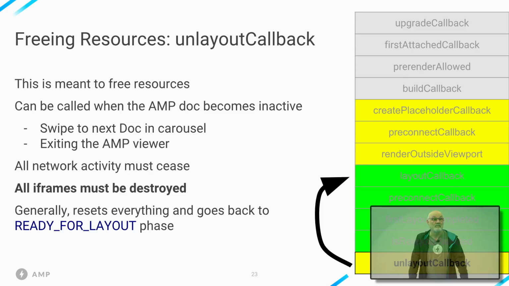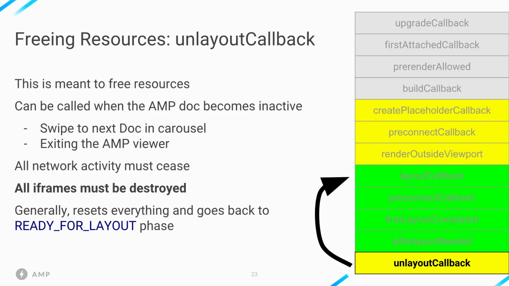And then the last lifecycle callback is the unlayoutCallback. AMP pages could sort of go back into a pseudo pre-render state. It's not really the pre-render state, but if they're like in the carousel on a search results page and you swipe to the next story, you might find that the AMP page is still there. It's still an iframe, but it's been unlaid out. So this is where we want you to kill everything that is heavyweight. We want to stop any network activity.